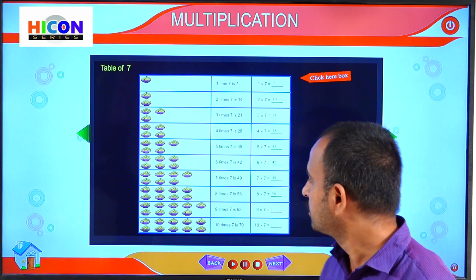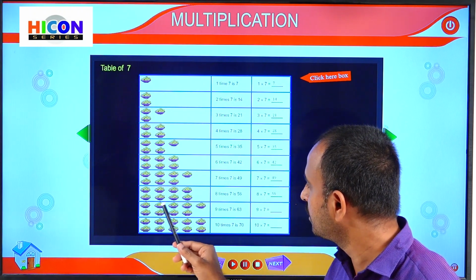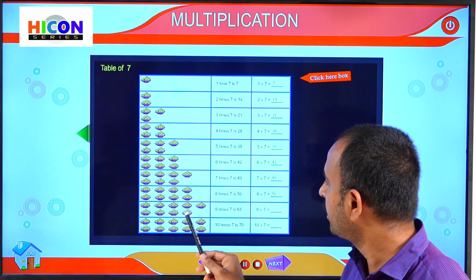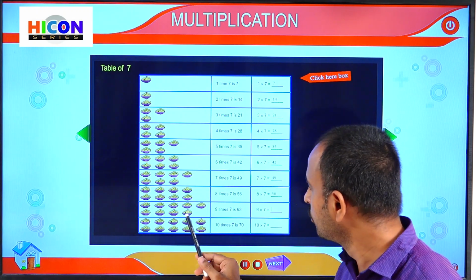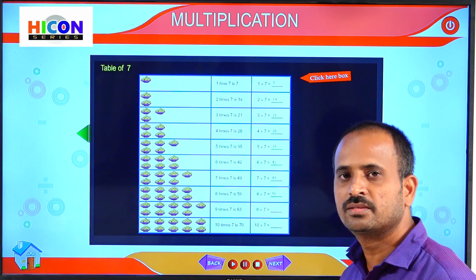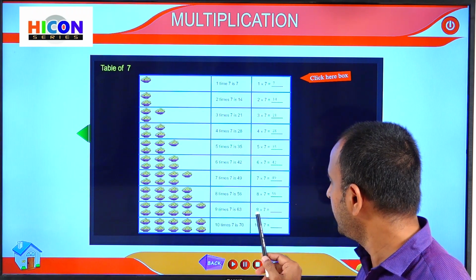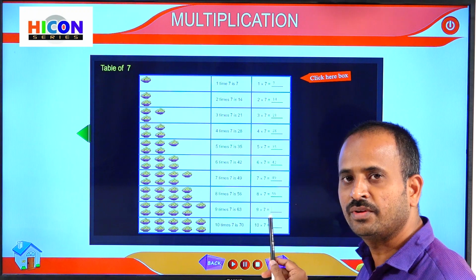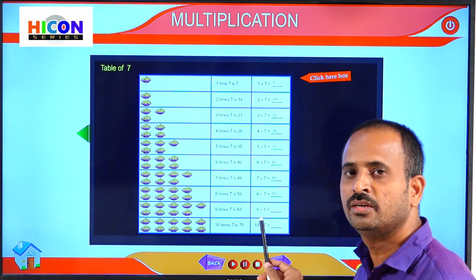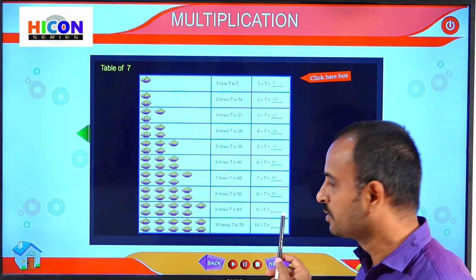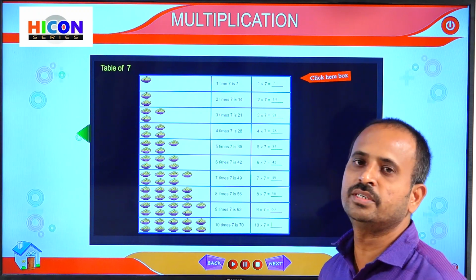So children, see the next one. How many groups are there? There are total 9 groups. Each group has 7 sweets. So that is 9 times 7. It can be written as 9 into 7. That is 9 7 jar 63. So total there are 63 sweets.